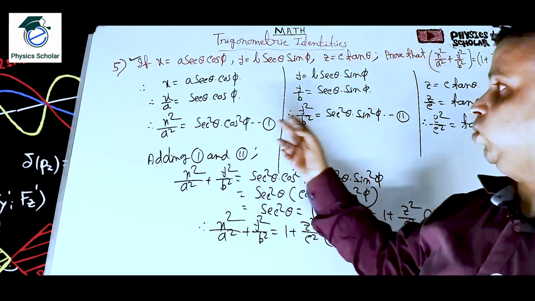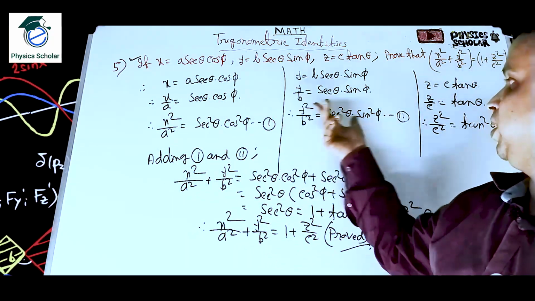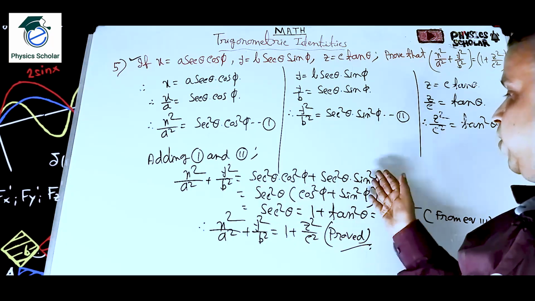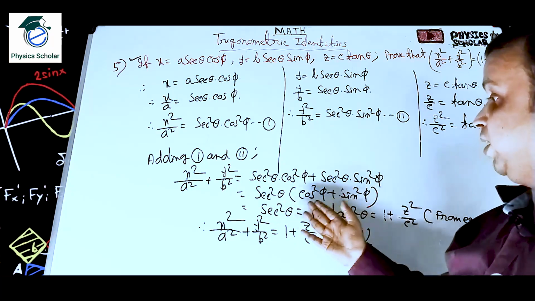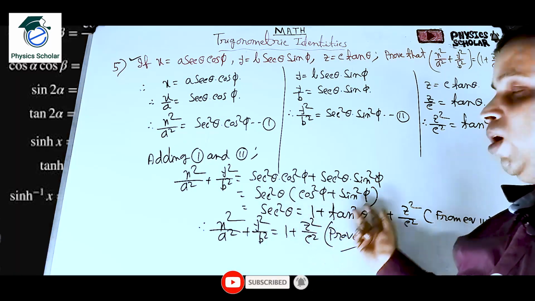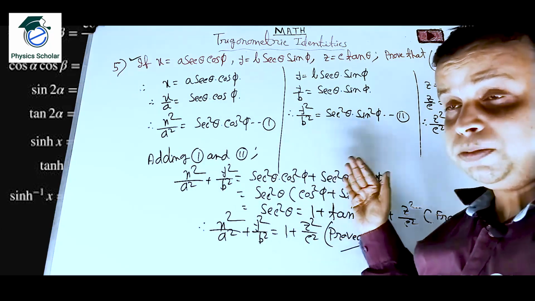Now adding 1 and 2, so 1 means x square by a square plus y square by b square is equal to this plus this, this plus this. Clear? So sec square theta common, so cos square phi plus sin square phi. So cos square phi plus sin square phi means 1. So that means only sec square theta. So sec square theta means what? 1 plus tan square theta, because sec square theta minus tan square theta is equal to 1. So sec square theta is equal to 1 plus tan square theta.